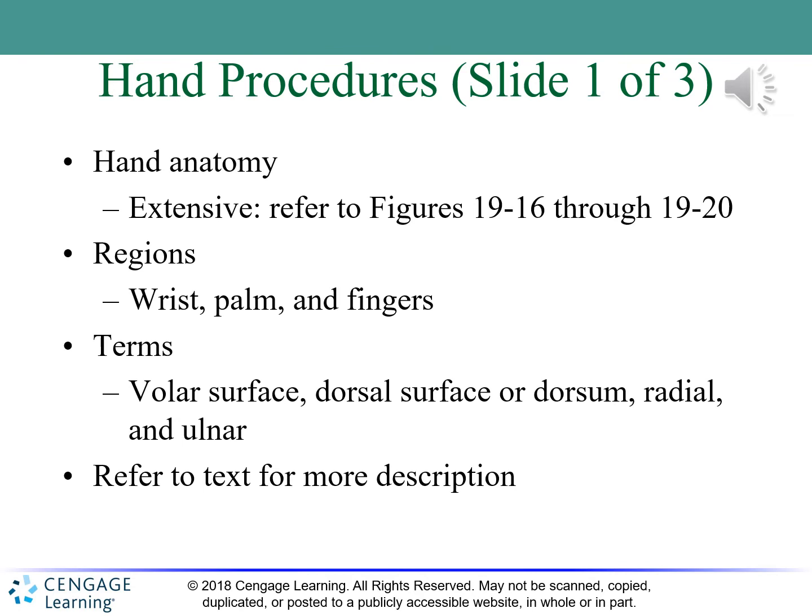Okay, so under hand procedures, make sure that you know the anatomical positions. So there's volar surface, which is the palm of the hand, dorsal surface or dorsum, which is the back of the hand, radial, on the next page, refers to the thumb side of the hand, and then ulnar, which is the medial side of the hand or your pinky side, okay, the fifth digit.